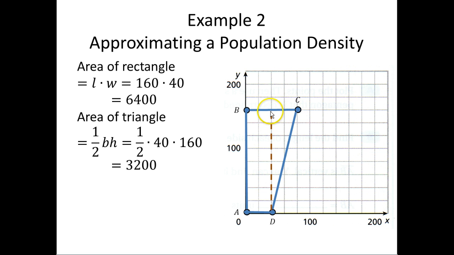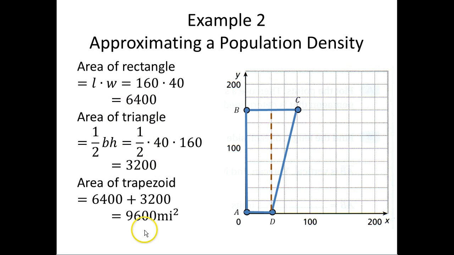The area of this triangle, or any triangle, is 1/2 times the length of the base times the length of the height. Well, notice that the length of the base here is 40 units. The length of the height of this triangle is 160 units, just because it's one side of the rectangle. We already knew that this side of the rectangle is 160 units. So multiplying this together, I get 3,200 units squared. So then I know the area of the trapezoid just by adding up the area of the triangle plus the area of the rectangle, and I get 9,600 miles squared.